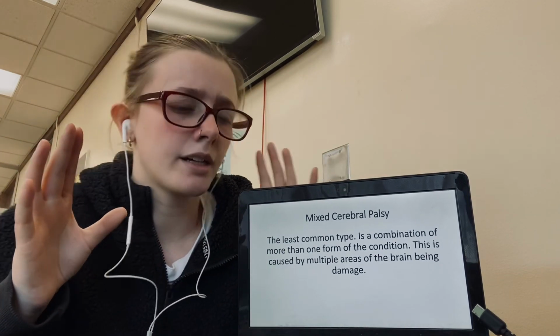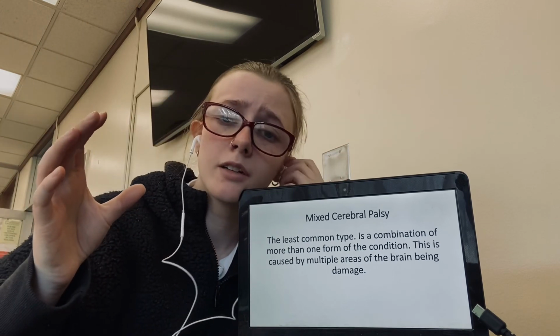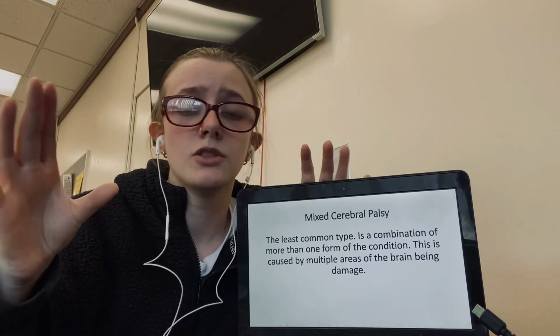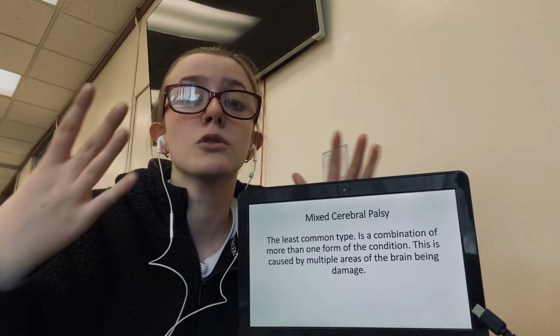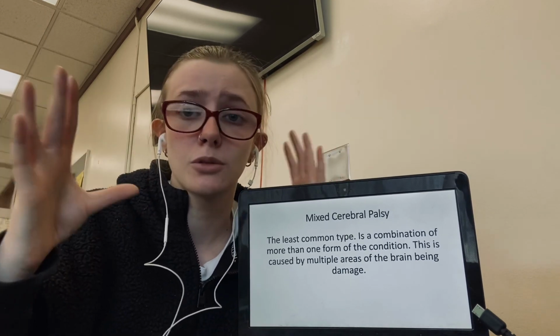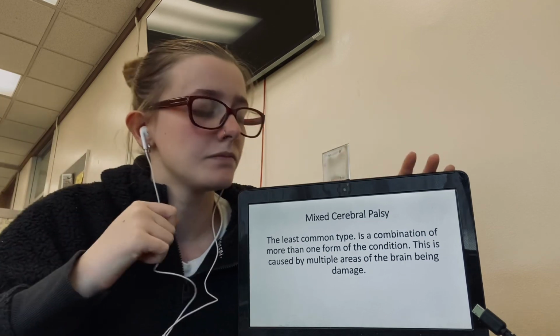This will allow a more open space when cerebral palsy is just now becoming noticeable. So this will allow an open space for doctors to diagnose it for you.